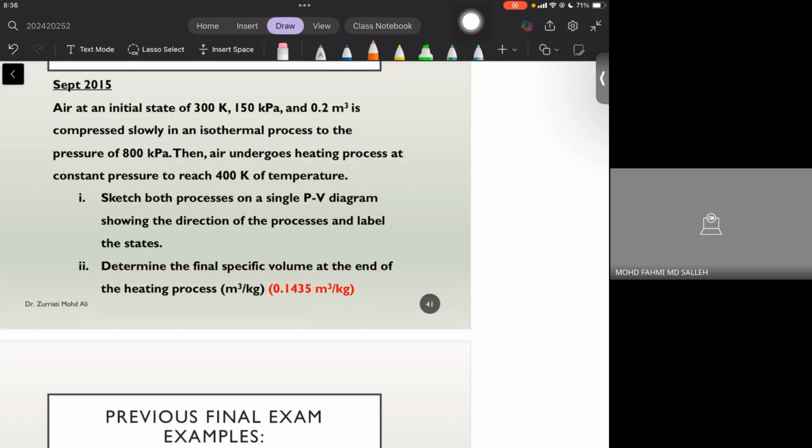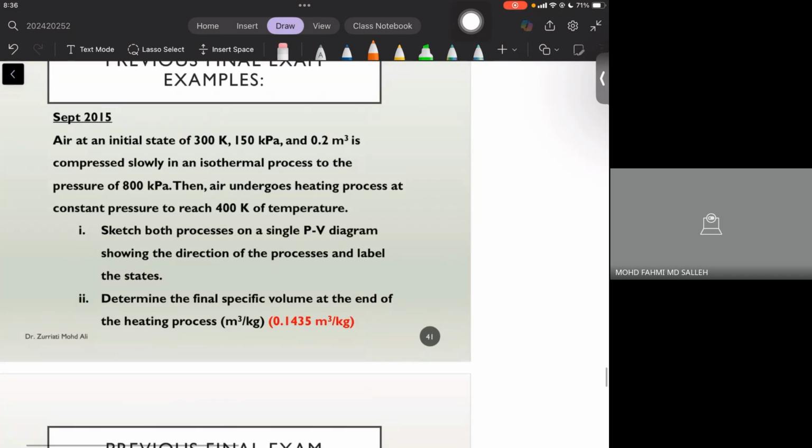Today we will look into the example question from September 2015. The question states that air at an initial state of 300 Kelvin, 150 kilopascal and 0.2 meter cube is compressed slowly in an isothermal process to the pressure of 800 kilopascal. Then the air undergoes a heating process at constant pressure to reach 400 Kelvin of temperature.